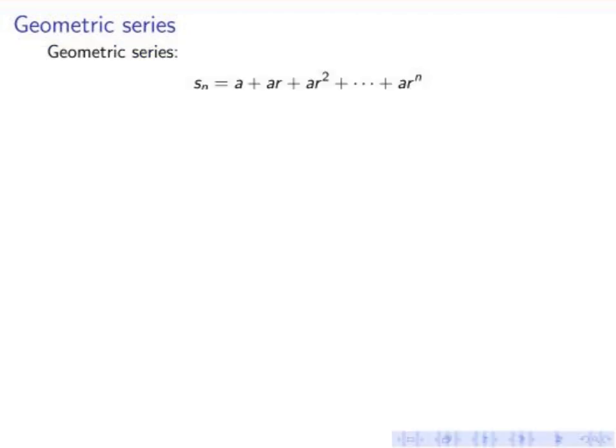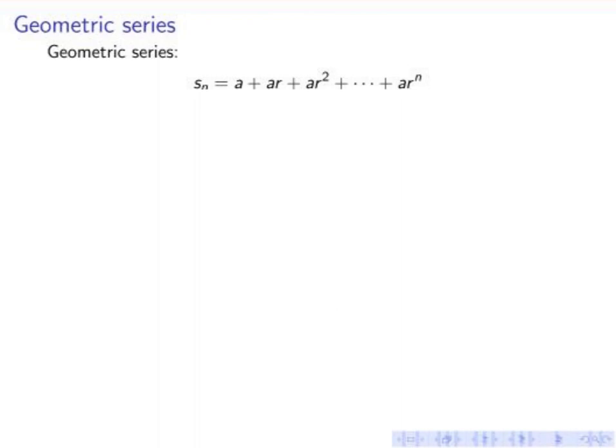The geometric series is the sum of the geometric sequence. So here I call it S_n, and this is a plus a r plus a r squared plus and so on plus a r to the n. This is a formula which we will need just in a second for the drug delivery problem.